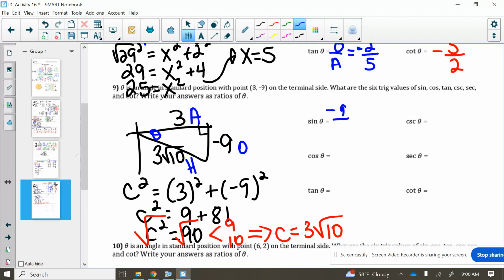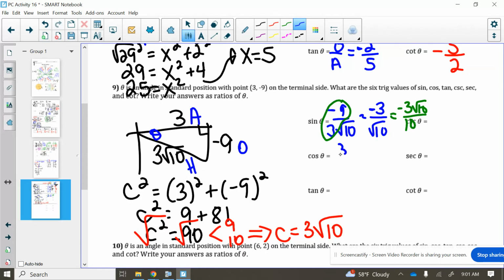Now when we set these up, we'd have opposite over hypotenuse this time. Be careful because negative 9 and 3, we could simplify that to just be negative 3 over square root 10 because these two can be simplified. Now similar to the problems up above, we also don't want to leave that square root of 10 in our denominator, so we'd have to multiply top and bottom by square root 10 to rationalize.